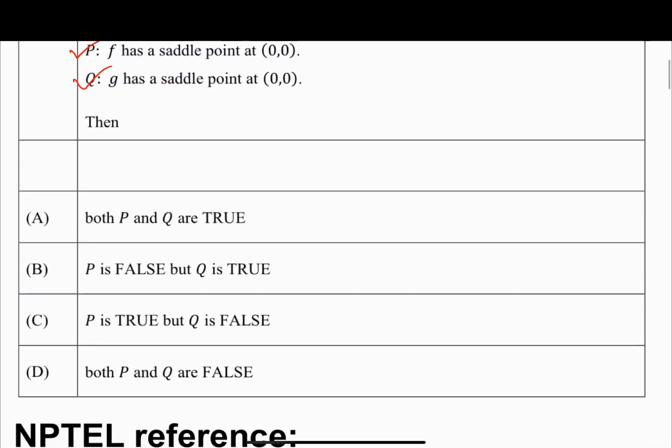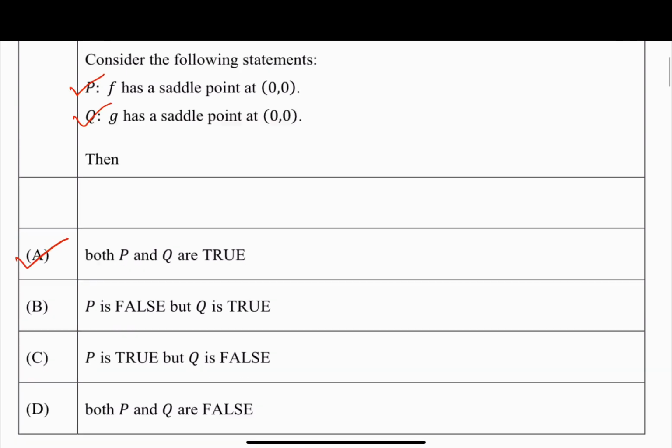So which options are correct? Both P and Q are true. So option A is correct and all other options are false.